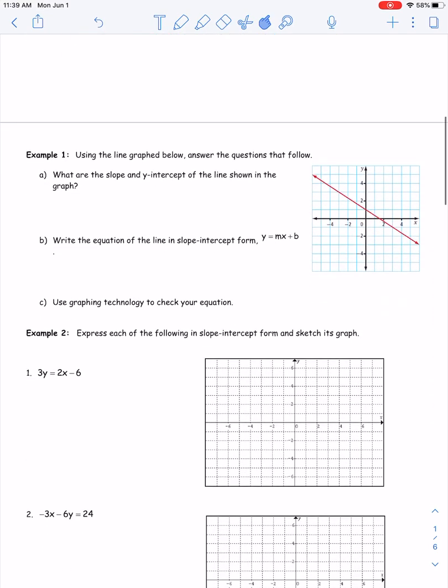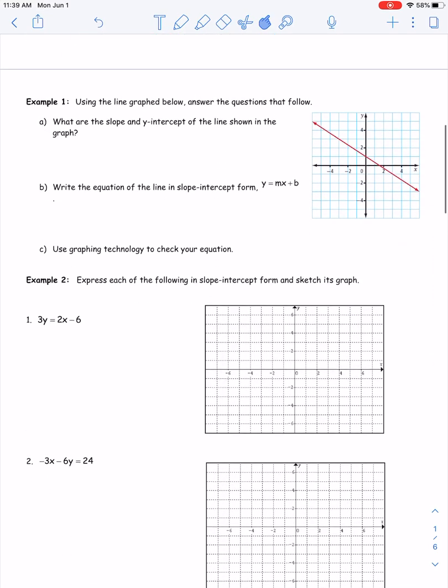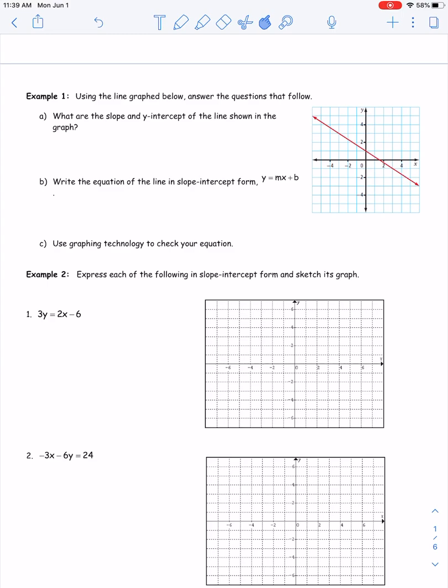Example 1, using the line graphed below, answer the questions that follow. What are the slope and y-intercept of the line shown in the graph? All right, so the first thing we want to look at is the slope. What I would do is look for where the line crosses the grid exactly. So if I look at that point there, this red line crosses exactly at that point. And then I look for another place where it crosses exactly. That's going to make it really easy for me to find the slope.